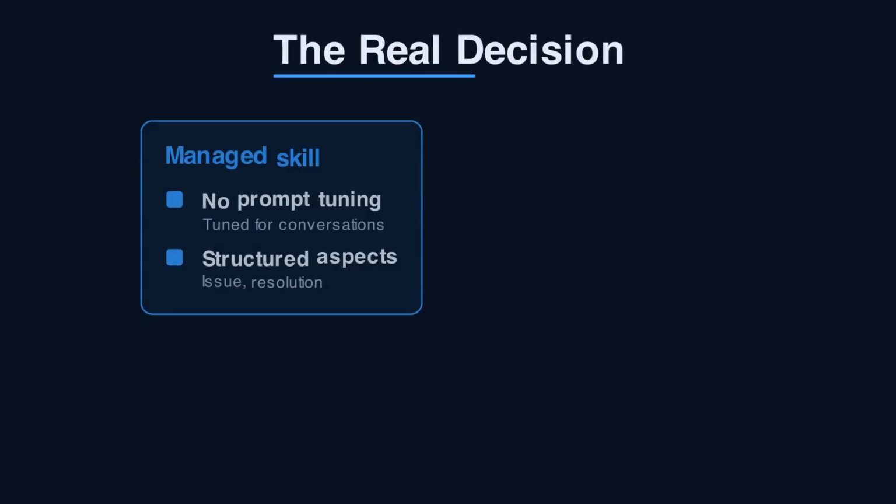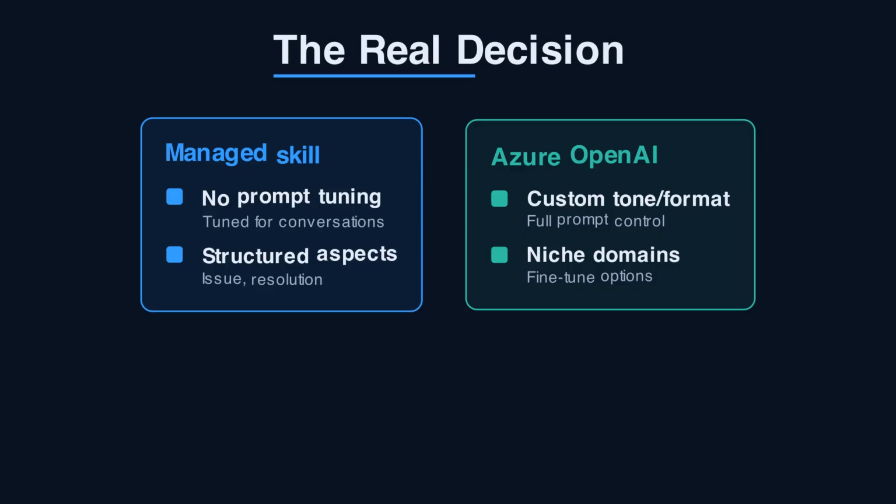Here's the real decision. Use the managed skill or call Azure OpenAI yourself. The managed skill is tuned for conversations and needs no prompt tuning. It returns structured aspects like issue and resolution out of the box. Azure OpenAI wins when you need custom tone or format. It also wins for domains the skill handles poorly. Rule of thumb: start managed. Escalate to a custom model only when the output falls short.